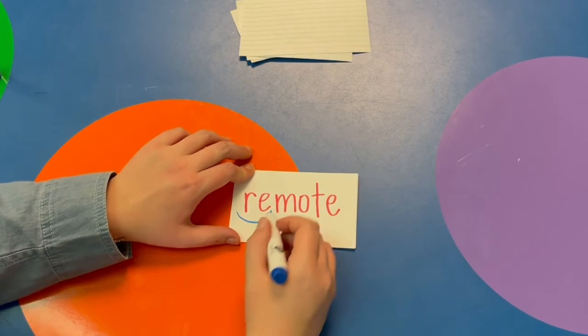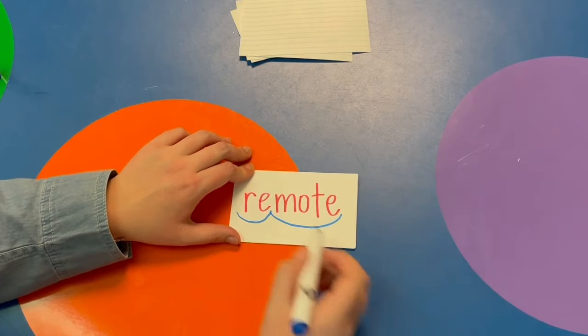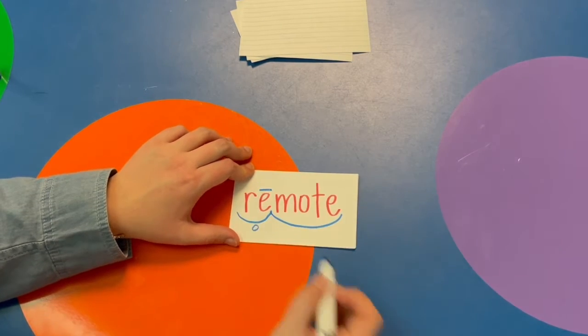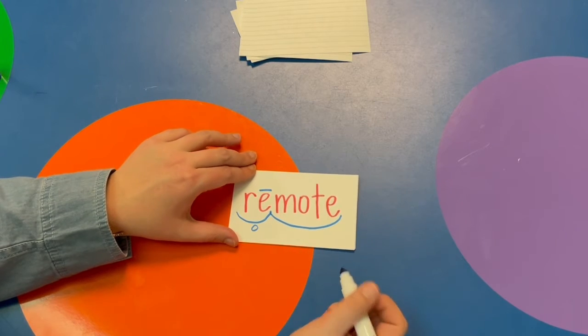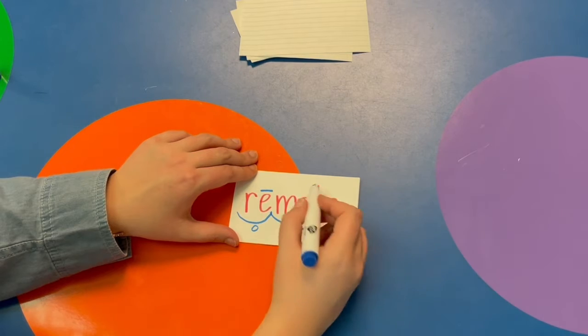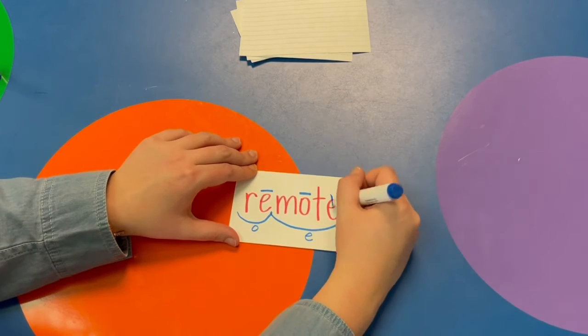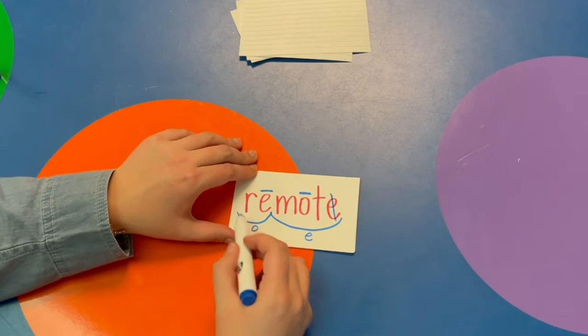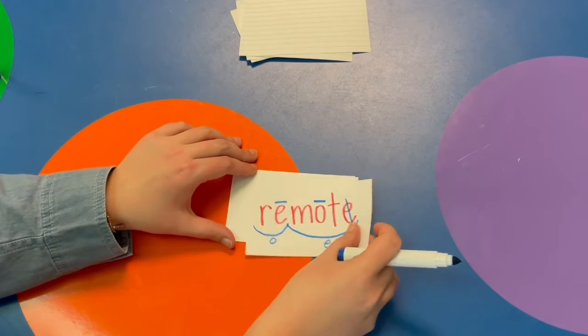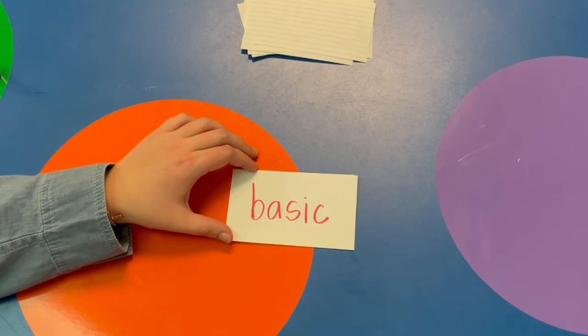Remote. Re. The E is open, so it says its name. Remote has a bossy E. Bossy E makes O say its name, and then it loses its power. Remote. All right, just a few more.